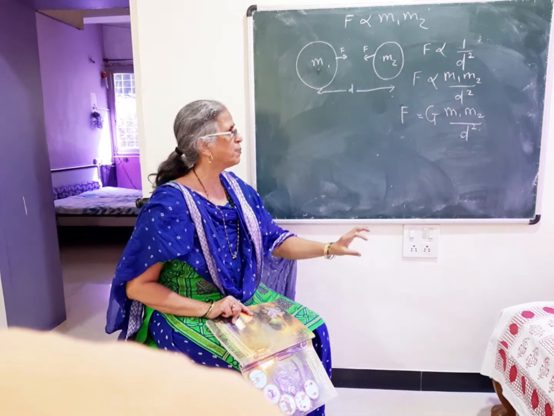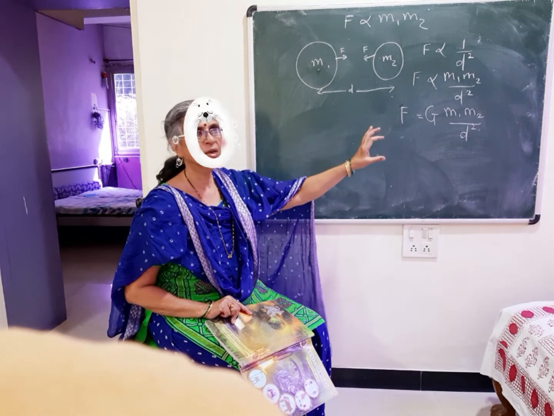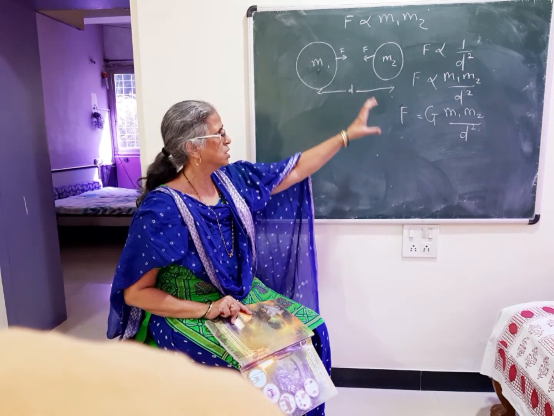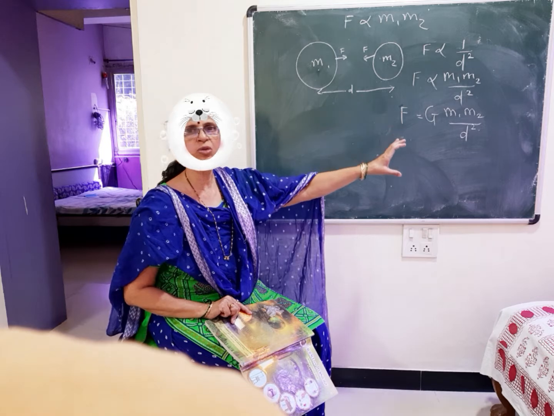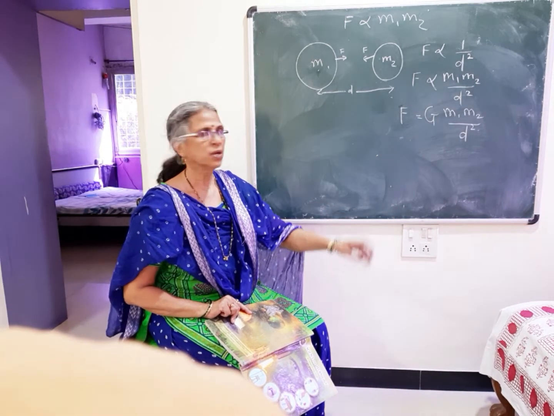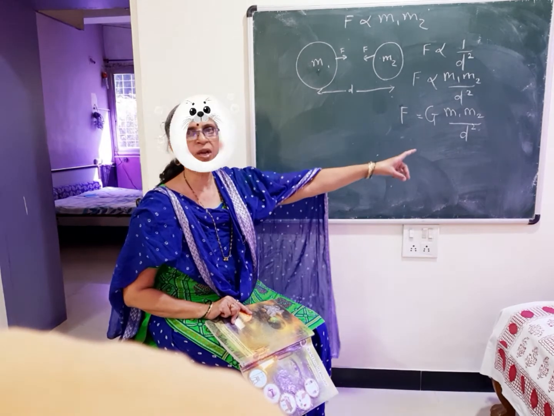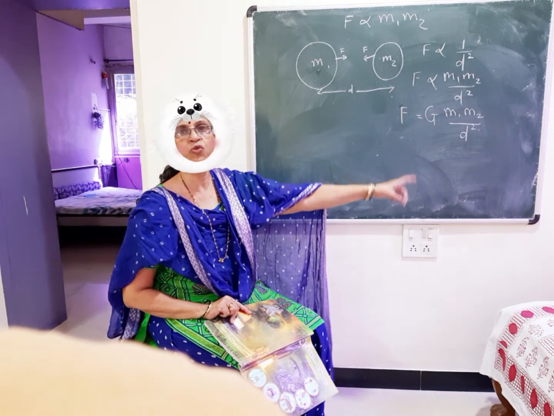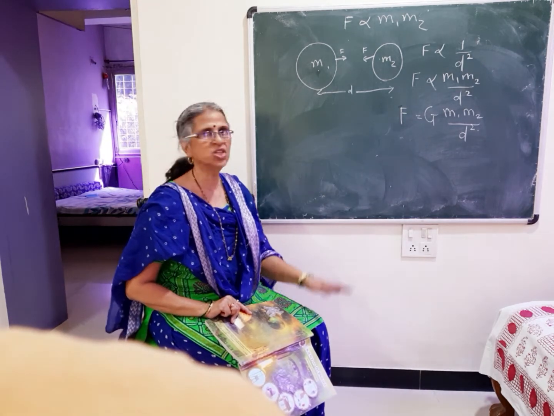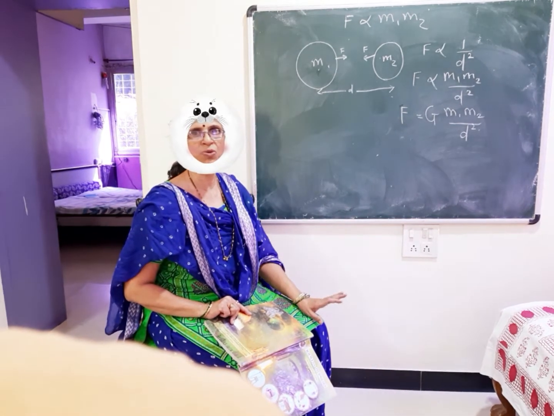But what will happen if we make the distance double? For distance, force is inversely proportional to the square of distance, and the square of 2 is 4, so force will get reduced by the factor 4, or it will become 1/4. Followed? So these are the changes which can be made by changing the masses or changing the distance between them.